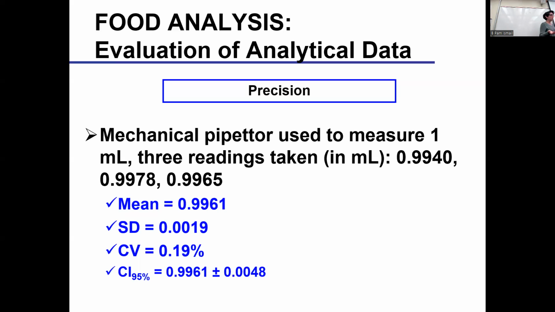And your confidence interval with 95% confidence is that the average lies within the mean plus or minus 0.0048. So your interval is the absolute value of 0.0048. That's your absolute confidence interval. And then you would report your mean plus or minus that.